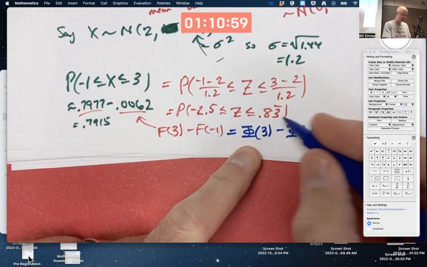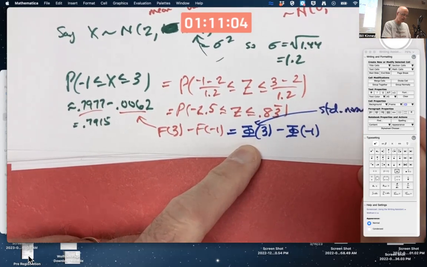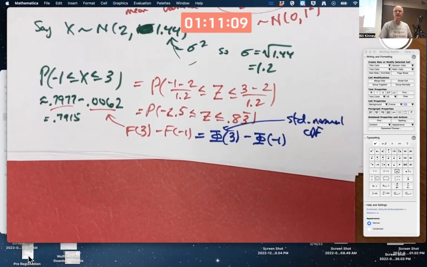Okay, that's the special symbol for a standard normal CDF. Standard normal CDF.